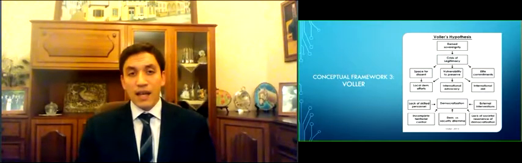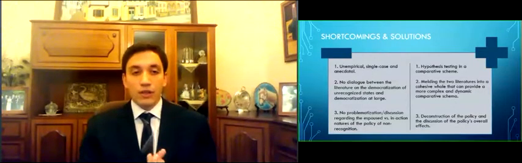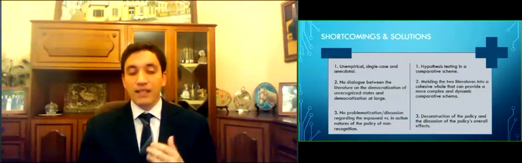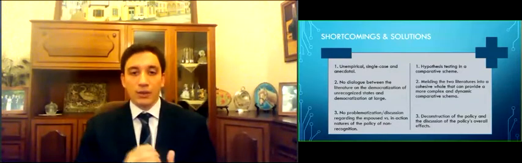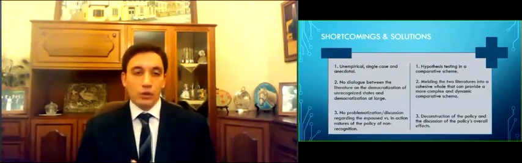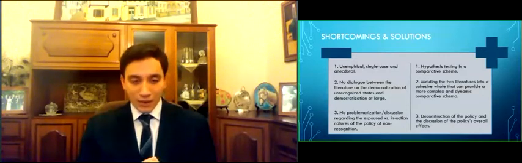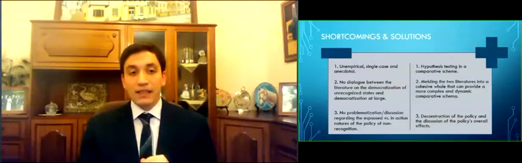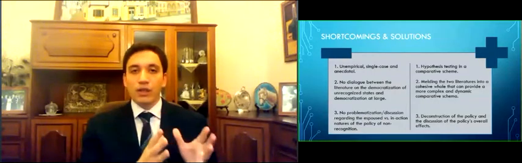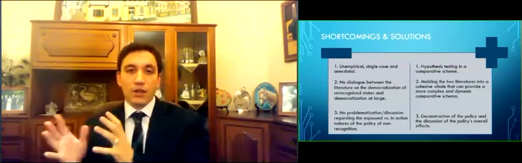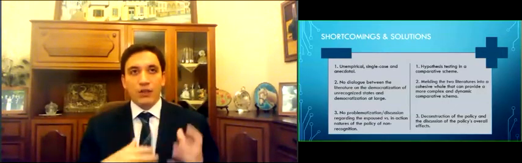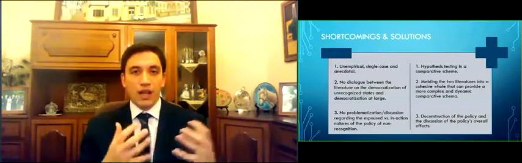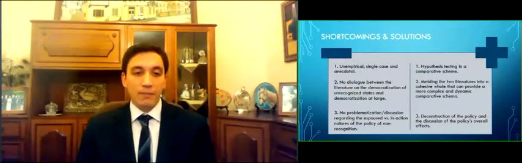Now, there are some shortcomings to this literature, and I tried to find some solutions to that. Firstly, as I have underlined before, the literature is unempirical, single-case based, and anecdotal. So I took the hypotheses produced in such a fashion, and I tried to test them in a comparative scheme to add some empirical flavor. Secondly, there's no dialogue between the literature on democratization of unrecognized states and the literature on democratization at large. So I tried to melt these two literatures and come up with a more complex understanding of democratization and how it can be observed in unrecognized states.